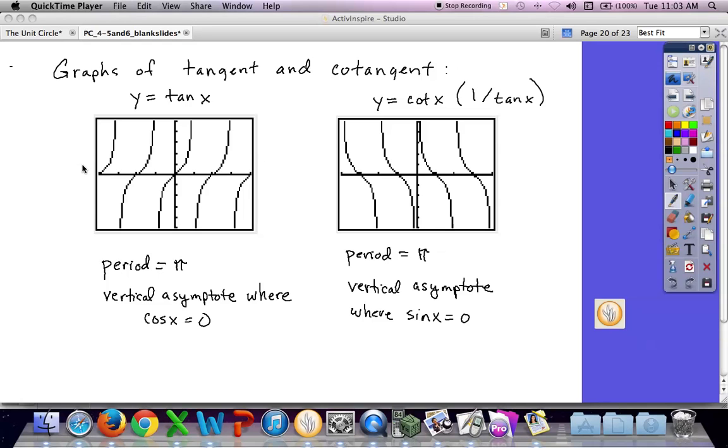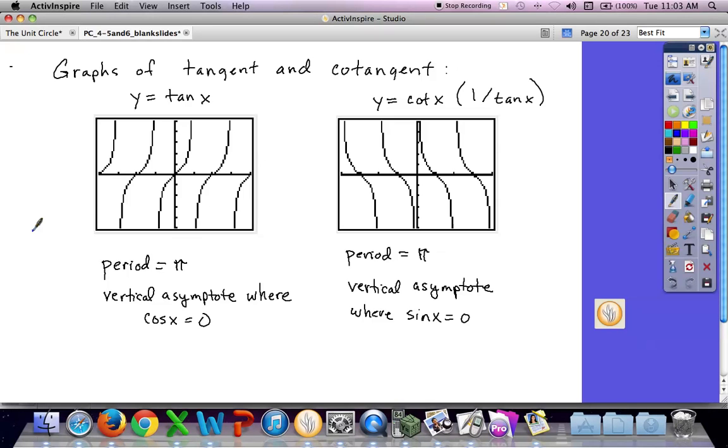In fact, you're not going to talk about amplitude, right? The only reason we talk about amplitude with waves is because they only go up so high. These go up to infinity and down to negative infinity. So we can stretch them with the A, but we won't be calling that an amplitude.